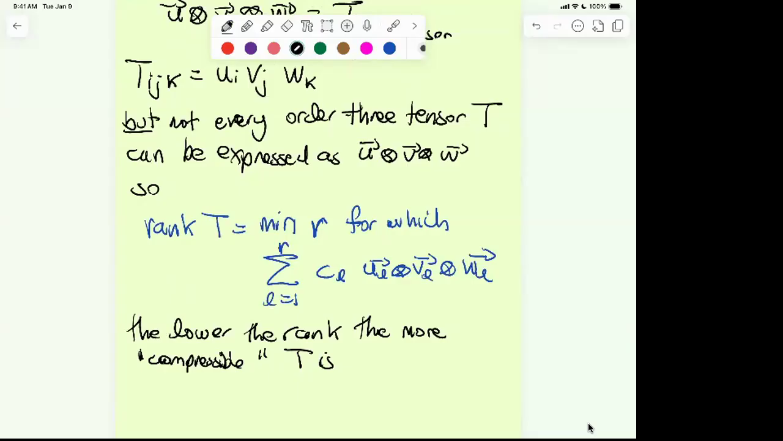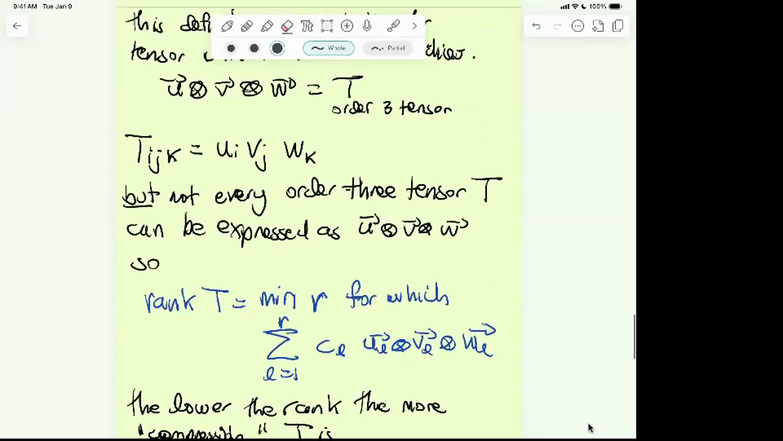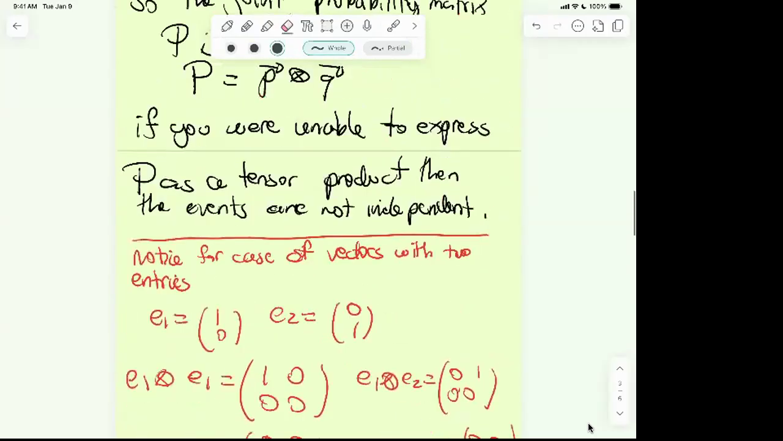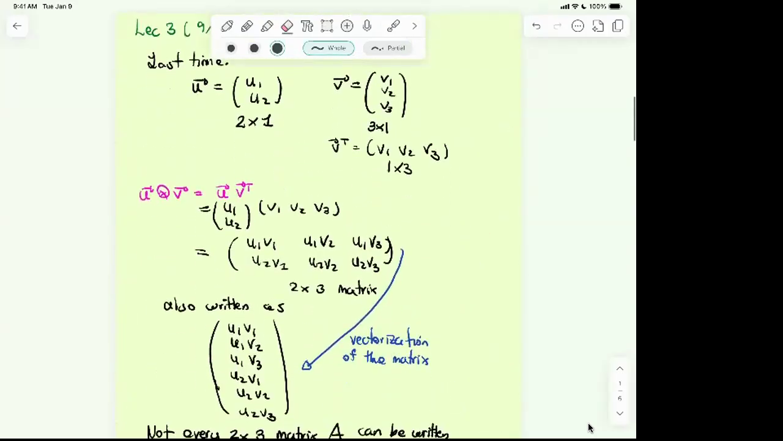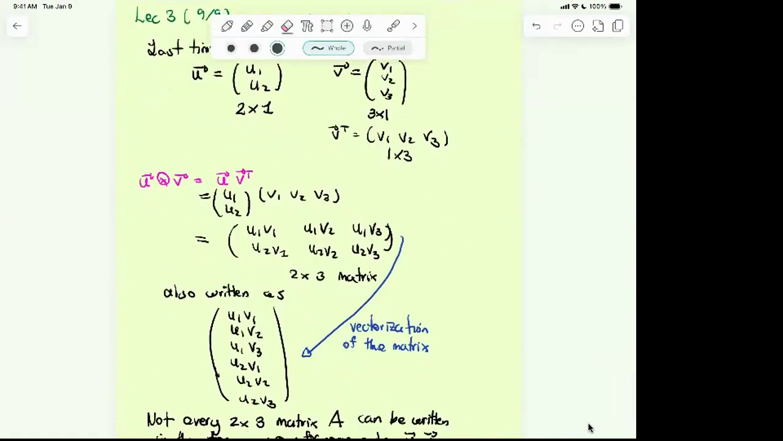You said not every order three tensor looks like that. If you're thinking about it like a matrix, where it can be non-square? This also works for rectangular matrices. That's why I started today with the 2x3 case. If you have vectors with 2 entries and vectors with 3 entries, the matrices are 2x3. So not every 2x3 matrix literally is of this form, but the rank of this matrix would be the minimum number of vectors needed.